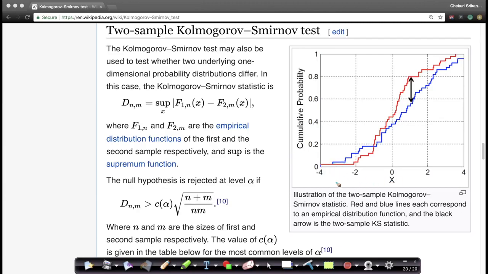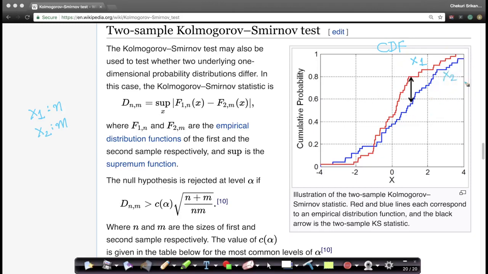First, I plot the cumulative probability distribution of both x1 and x2. So this is nothing but your CDF, the CDF of x1 and x2. Of course, both x1 and x2 are on the same axis here. Let's assume my red line is the CDF of random variable x1, which has n observations, and x2 has m observations. And my blue line is the CDF of x2.